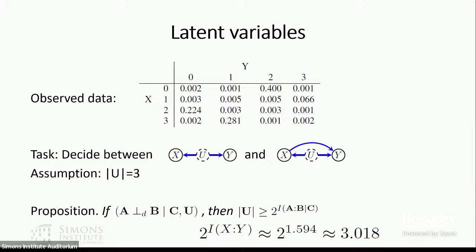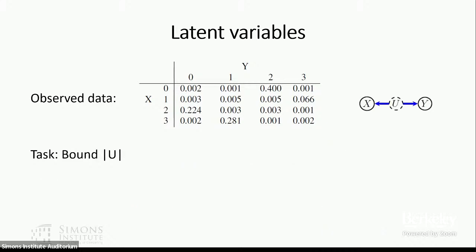Now, I think that this proposition is very interesting because you can also use it the other way around. If you do not know anything about the cardinality of the common cause, but you want to find out something about it, let's say that we're still observing the same data, but now we are convinced that there is no direct causal influence of X on Y.